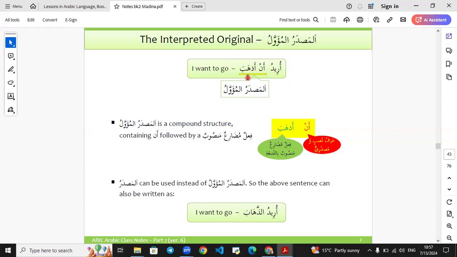So we can change this sentence, uridu an adhab. Remember, this an adhab is masdar al-mu'awwal. We can change masdar al-mu'awwal into masdar. Remember, we said this is a noun, so we can actually put alif lam in this noun. So we say uridu dhahab. Uridu dhahab. So I want to go. It's the same as uridu an adhab. Uridu dhahab. I want to go. So the one is masdar mu'awwal, and the other one is masdar.